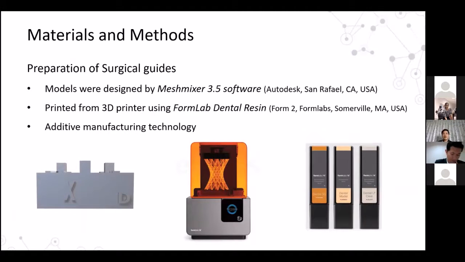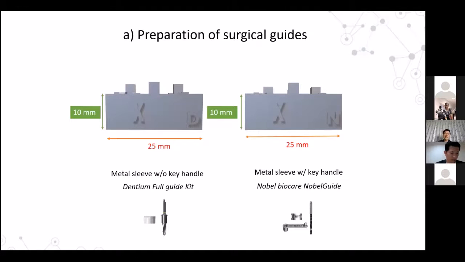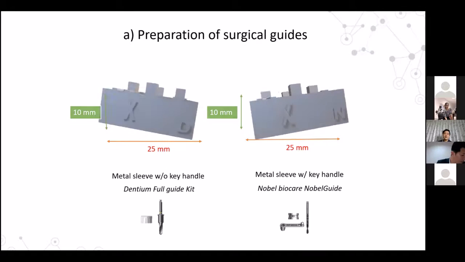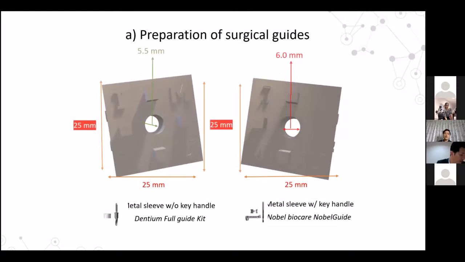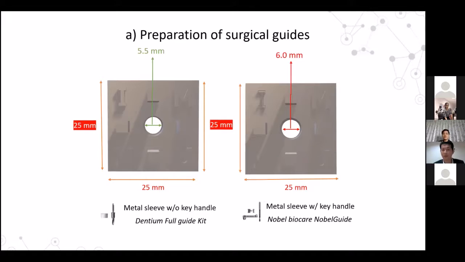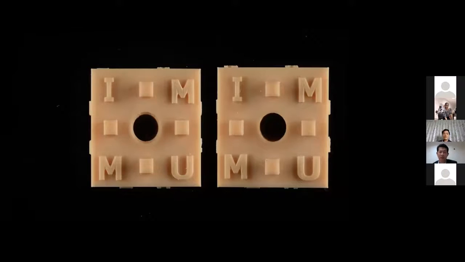The surgical guide was designed by the Medit software version 3.5. It's a 3D design program, and it was printed by a 3D printer, the Form 2. This is the dimension of the surgical guide in my study. This is another view of the surgical guide and the printed guide.